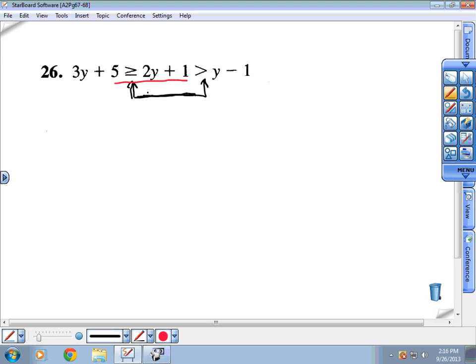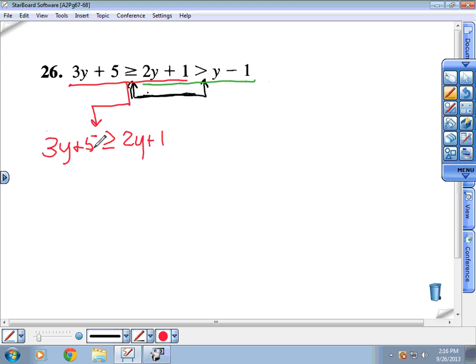Okay, so we have this inequality. I keep saying equations, but they're really inequalities. This side, and we have this side. So let's take the red side only, and we're going to rewrite that 3y plus 5 exactly like it appears up there. And now we're going to solve that.